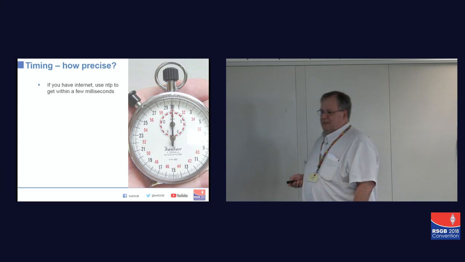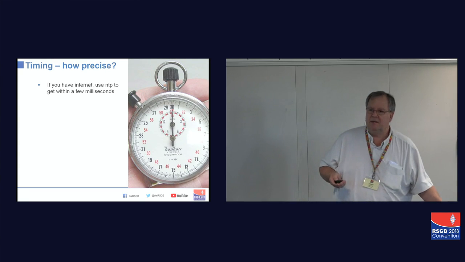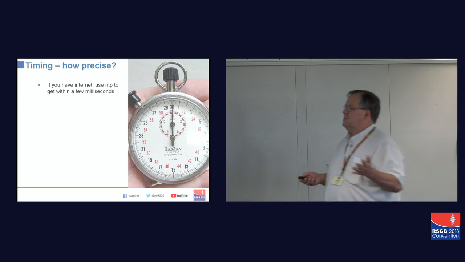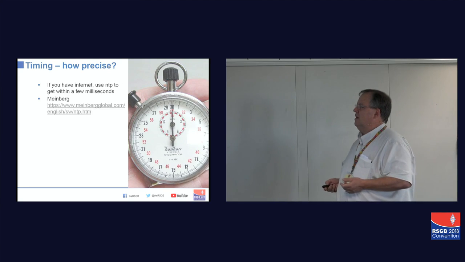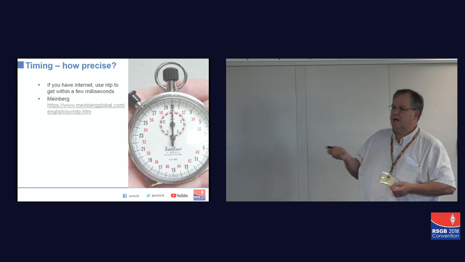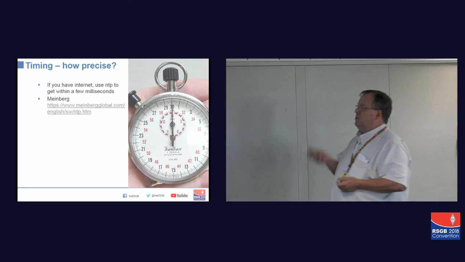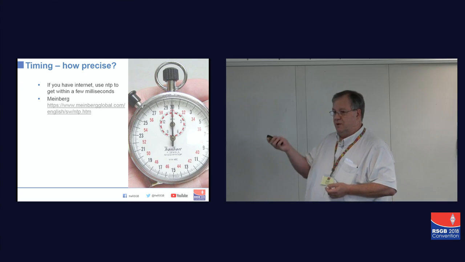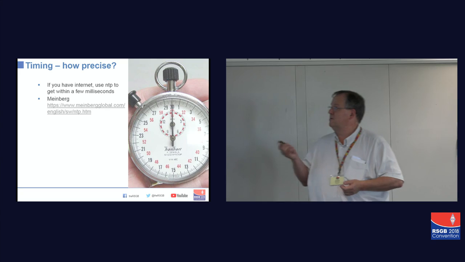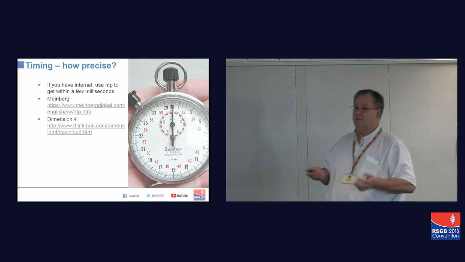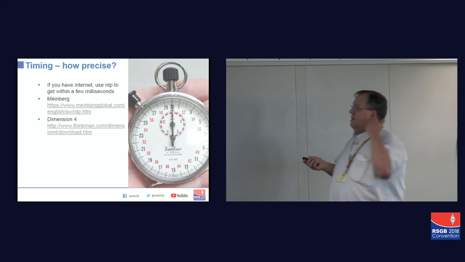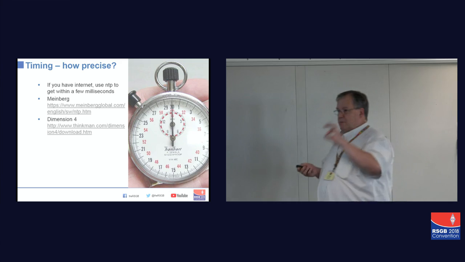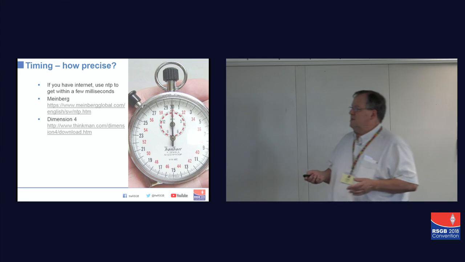So, how are we going to get precise timing? Well, we've all got the internet, most of us anyway. So if you've got the internet, use NTP. NTP, great little thing. Download Meinberg, marvellous little product. Not going to tell you how to install it, but it'll be on the website afterwards, so you can download it if you're not using that. If you prefer Dimension 4, great little product. Those will mean that your time on your computer is going to be within a few milliseconds.